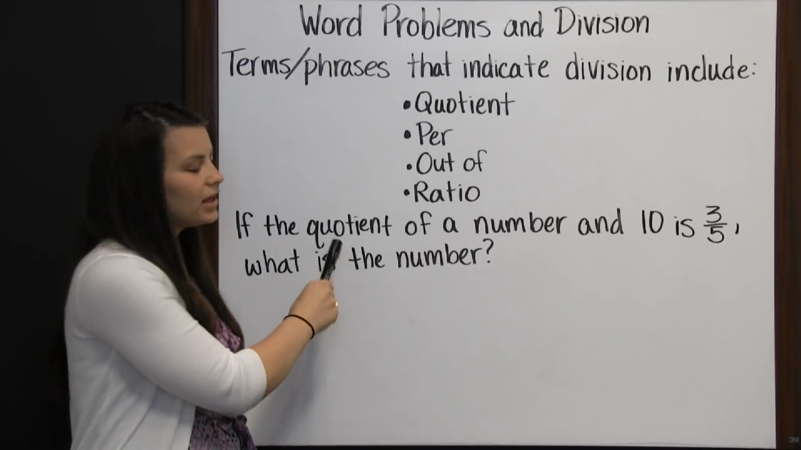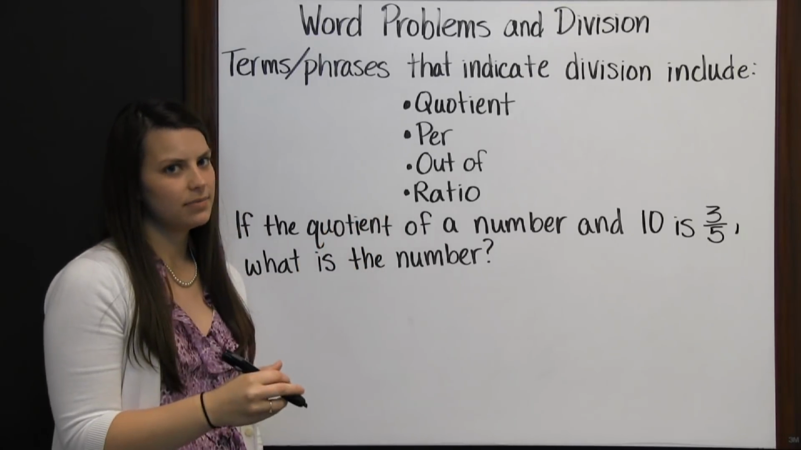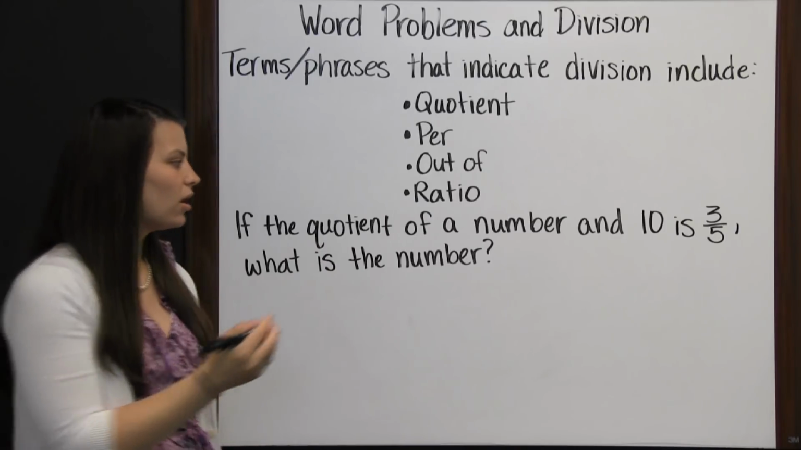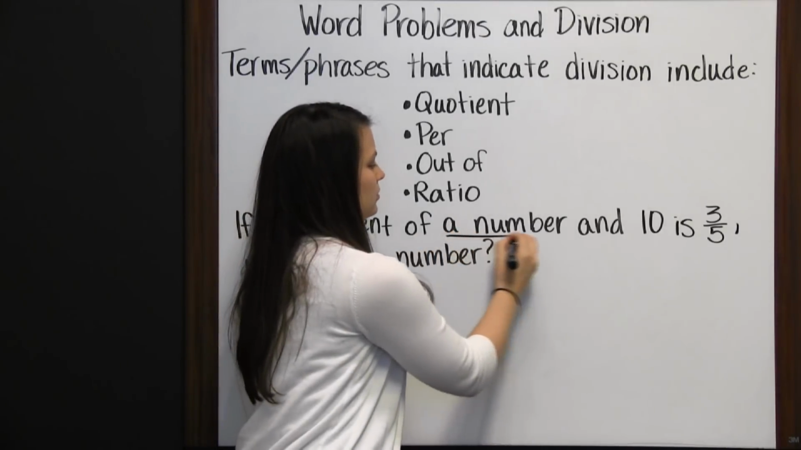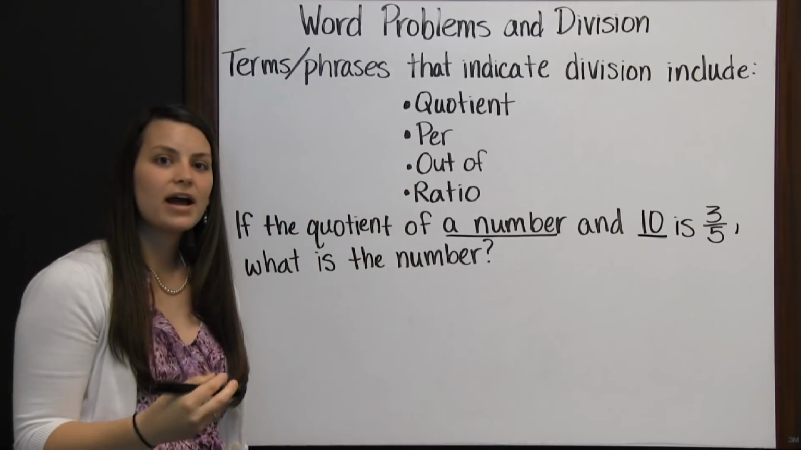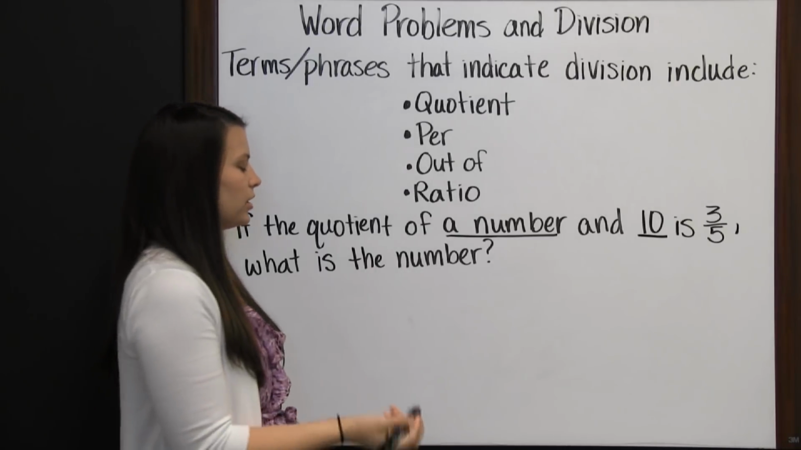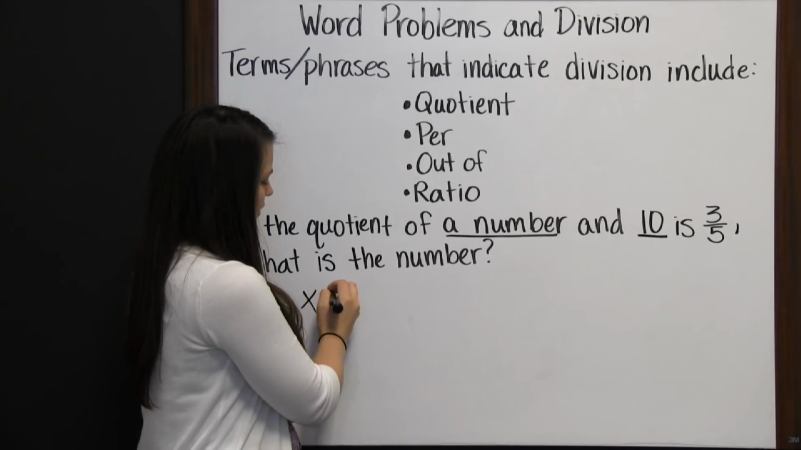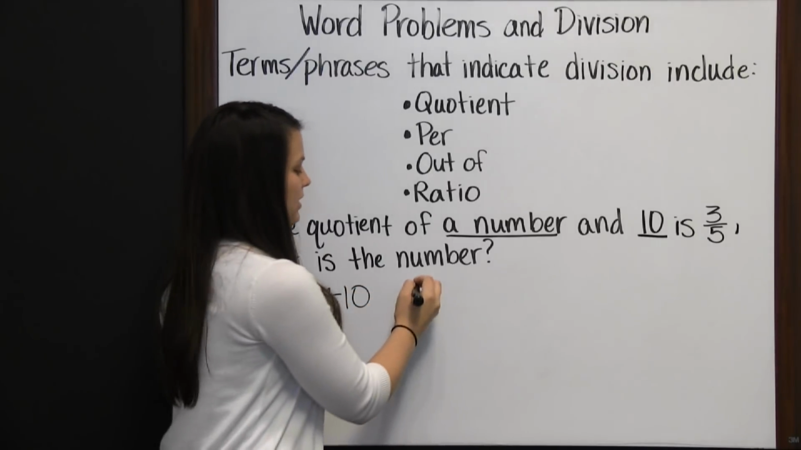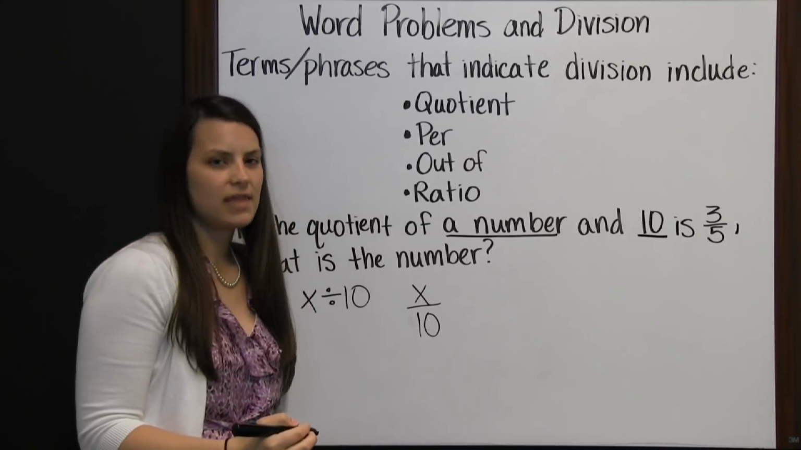So again, we saw that keyword quotient, which tells us we're going to be dividing something. We're going to be dividing two numbers. And those numbers we're dividing are a number and 10. And they must be divided in that order. So when we write our division problem, we could write it as x divided by 10, or as x over 10. But it must be in that order.